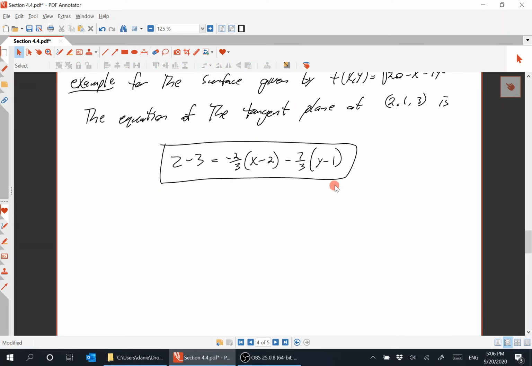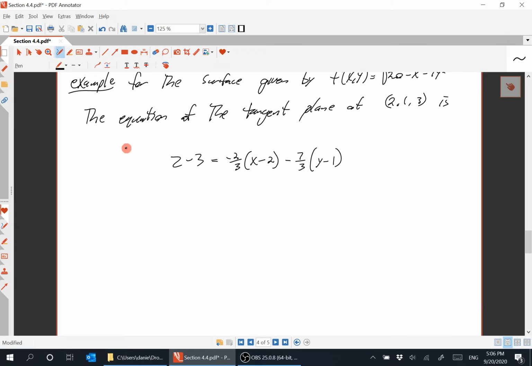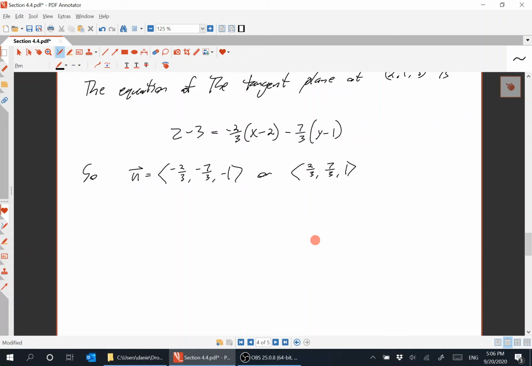So this is the equation of the tangent plane. The normal vector to the plane is -2/3, -7/3, -1. It's a positive 1 coefficient here, but when we move the z over there, it's -1. Or, I like positive numbers: 2/3, 7/3, 1. Just flip the vector around, but it's still normal.